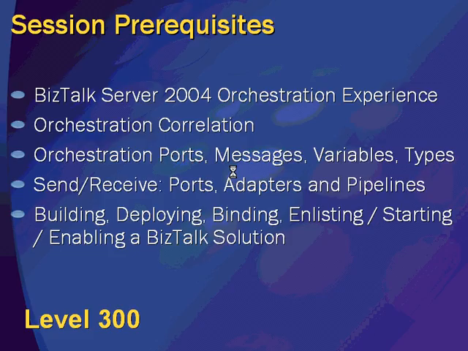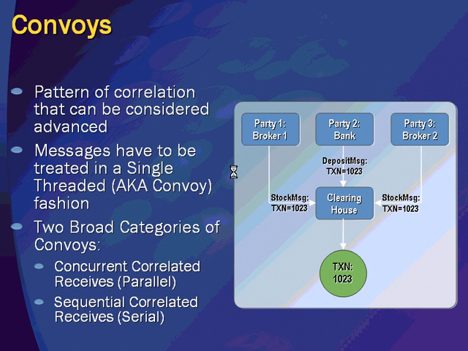Of course, you'll need to understand how to configure orchestration ports, messages, variables, and other typical orchestration artifacts. Finally, your send and receive ports need to be configured, and your adapters and your pipelines, when you actually deploy the solution. And of course, you'll need to understand how to build, bind, enlist, start, and enable the various BizTalk artifacts when you deploy your solution. So with those prerequisites in place, let's talk about convoys in a little more detail.